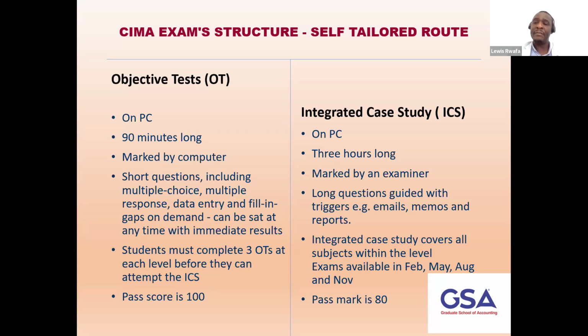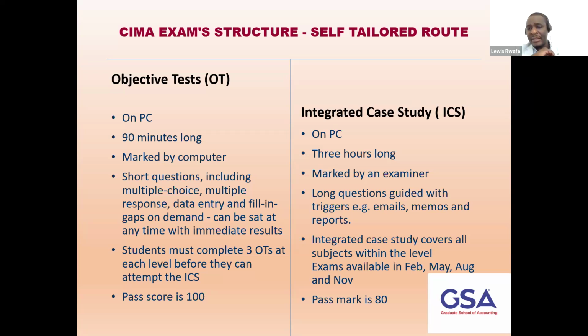So you've got the pre-seen material. The pre-seen material is a case study that is released by CIMA way before the exam. And you've got time to do some industry analysis, to read about it, to do anything you want about it. On the exam day, you are given the unseen material. In addition to what you have got, additional information is given in the form of triggers, and then you are tested with some questions. You write, and questions are mostly in the form of memos, emails, and reports.